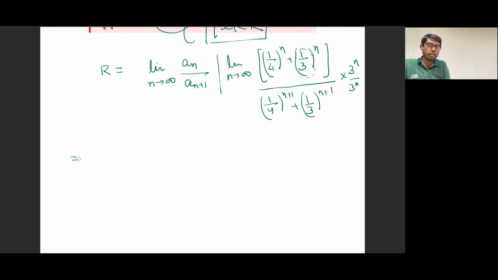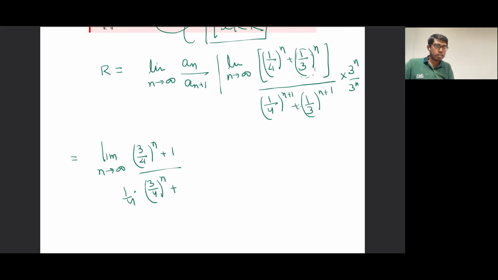So this will be limit n tends to infinity, 3 by 4 to the n plus 1 by 3 by 4 to the n times 1 by 4 plus here it will be you have just 1 by 3, and if you take the limit this goes to 0, this goes to 0 and you have 3, and therefore the radius of convergence is 3.